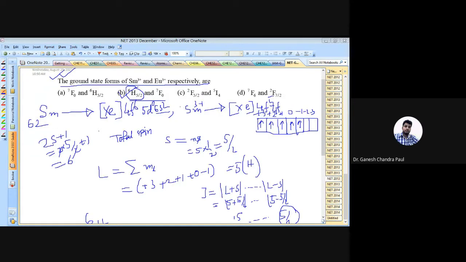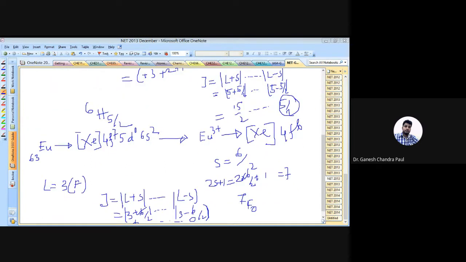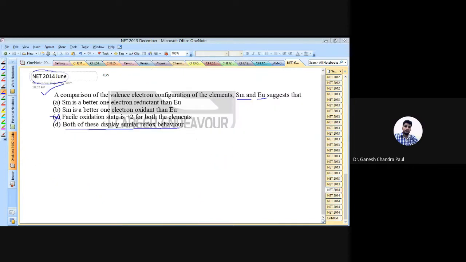See, if you add an extra electron to samarium, you can see that the electron goes to the 4f orbital, right? Yes or no? Yes, sir. So that means it will become half filled after getting one electron, and it is more stable. On the other hand, if you look at europium, it already has the half filled shell, 4f7. So if you look at option 1, samarium is a better one electron reductant than europium.